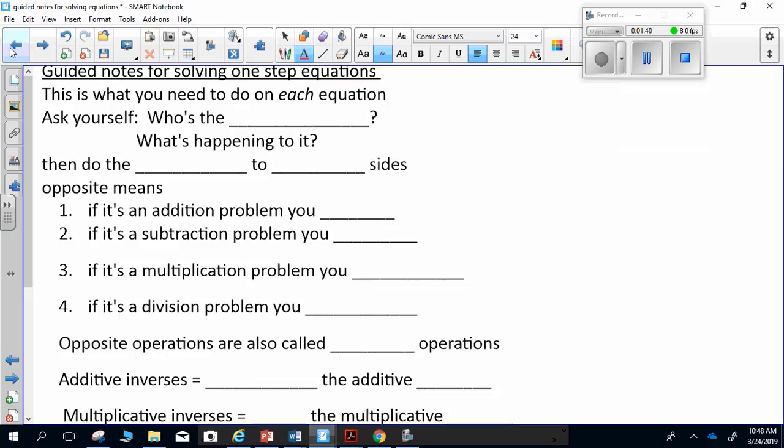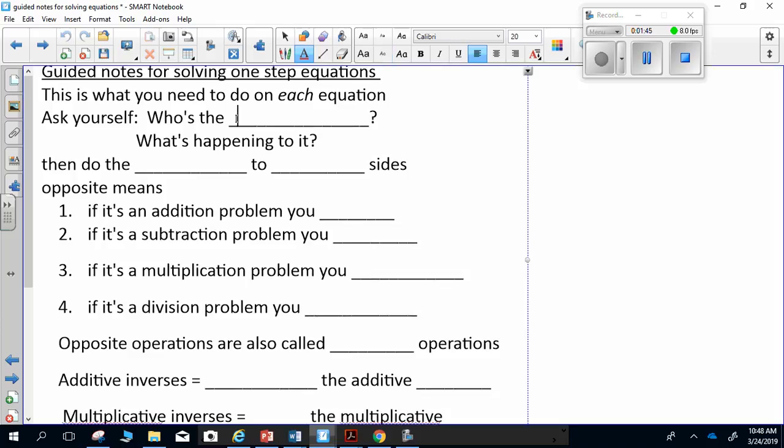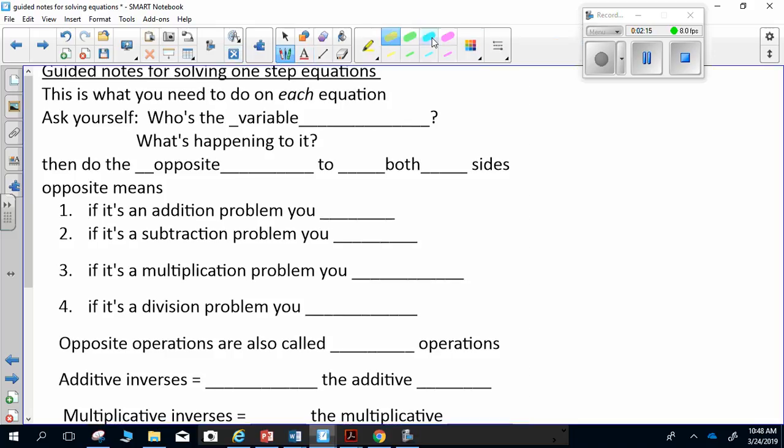So now you've got these notes to fill in. Before you solve any kind of an equation, you need to ask yourself, who's the variable? What's happening to it? Then do the opposite to both sides. This is where most kids have a hard time, because they know they've got addition, so they're just going to subtract, but they only subtract on one side. You have to make sure that you're doing this to both sides, because it's an equation, so you want it to be equal.